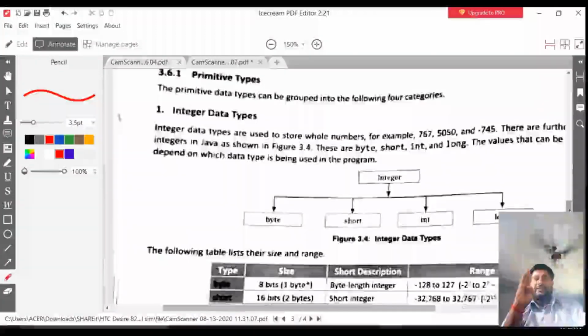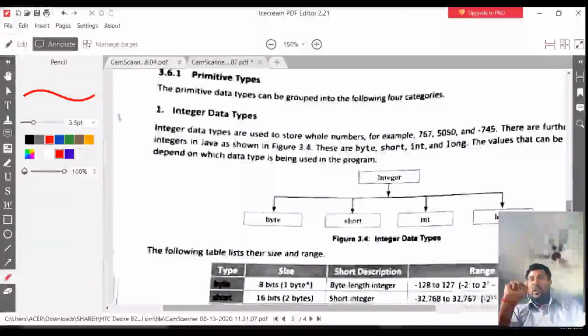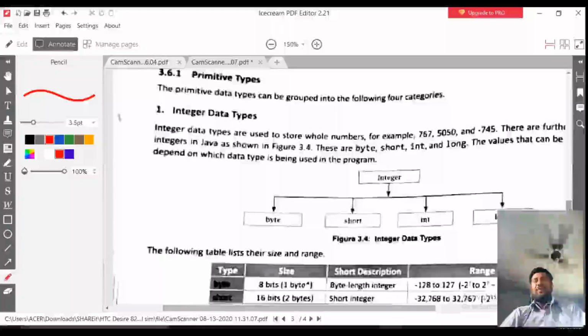Why am I saying to remember this sequence? Because the memory, that means the storage capacity, how much memory it will take to store, is dependent on the sequence. The first one is byte, 2 power 0, that means it will take 1 byte. Short, 2 power 1, that means it will take 2 bytes. Int, 2 power 2, that means it will take 4 bytes. Long, 2 power 3, that means it will take 8 bytes. So byte, short, int, long is the sequence of memory.